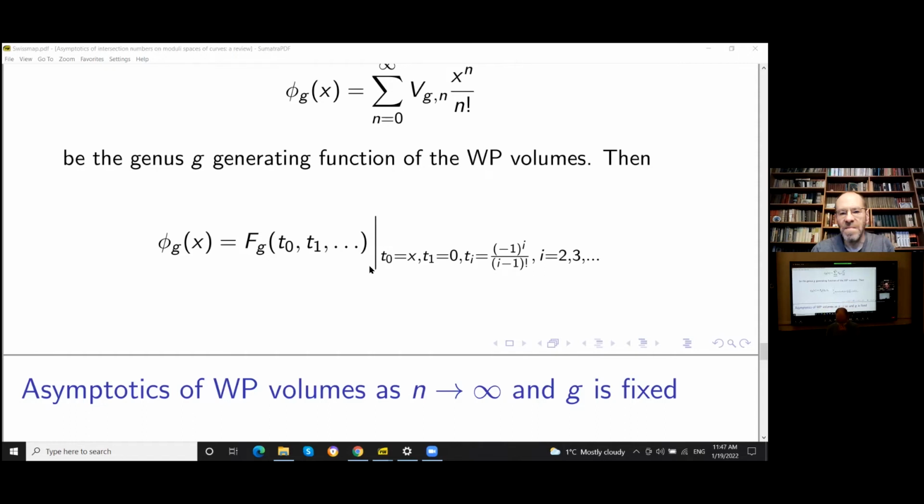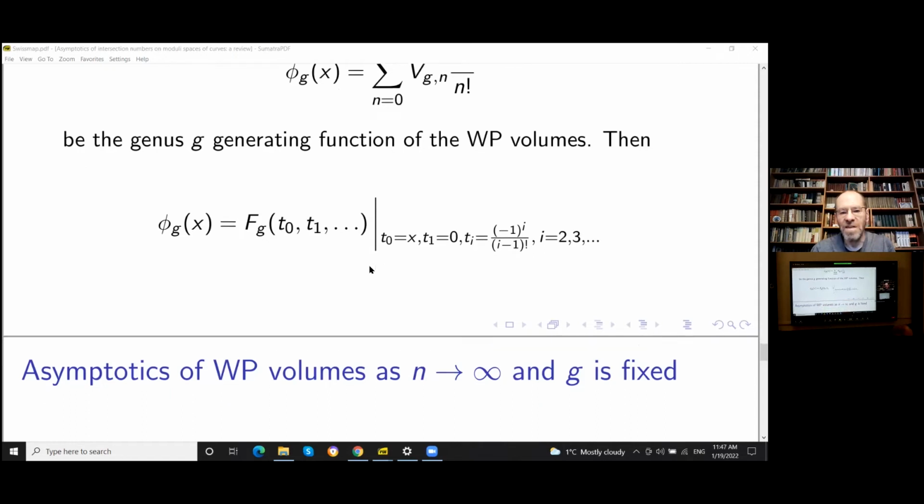Please go on. Okay, so now let's discuss the asymptotics of Weil-Petersson volumes. First, let's consider the case that is somewhat simpler.